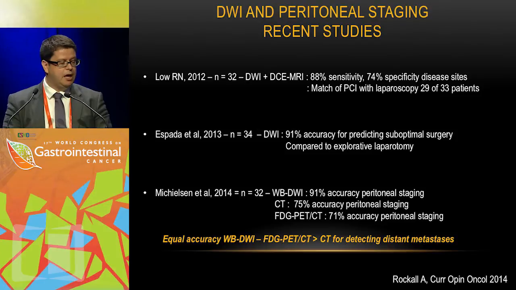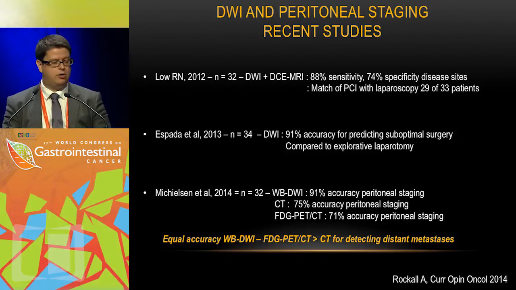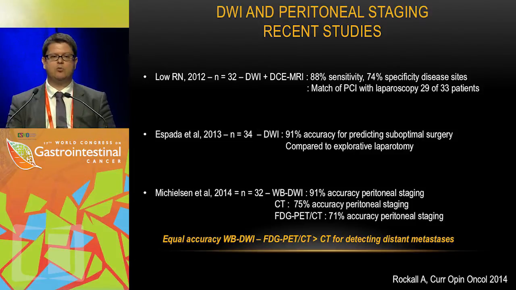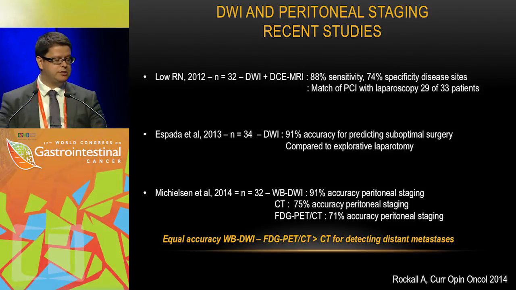but importantly, there was a very high match with the PCI. There has also been a very good study of Espada and colleagues from Madrid in ovarian cancer, and actually it showed, and this is although in a low patient population, a very important conclusion, 91% accuracy for predicting suboptimal surgery and actually selecting patients that would not benefit from debulking surgery.